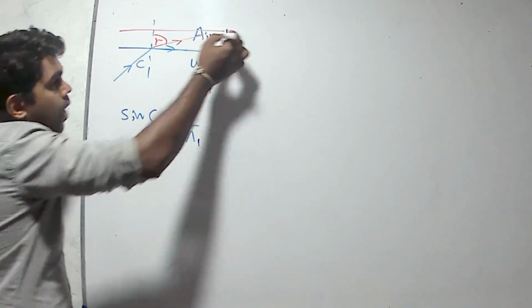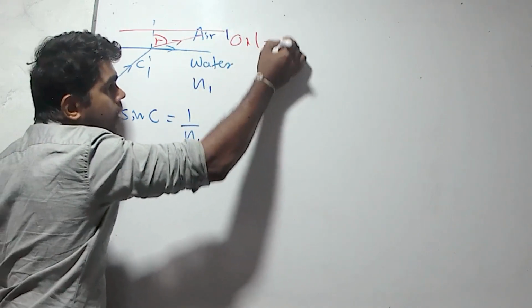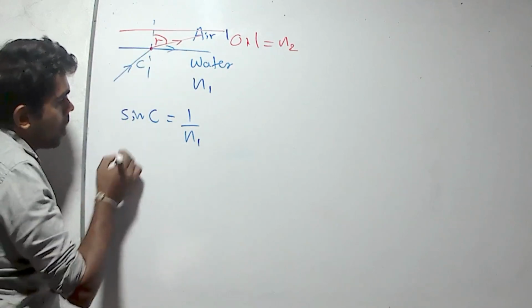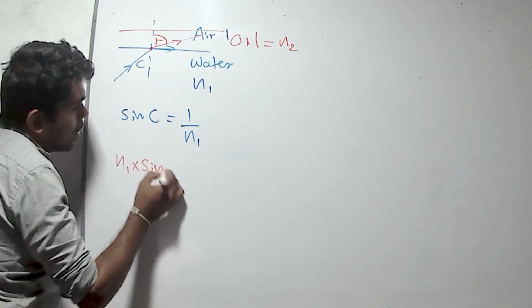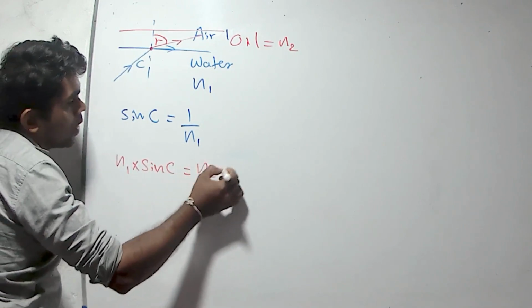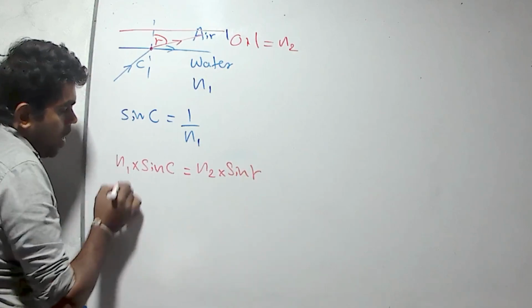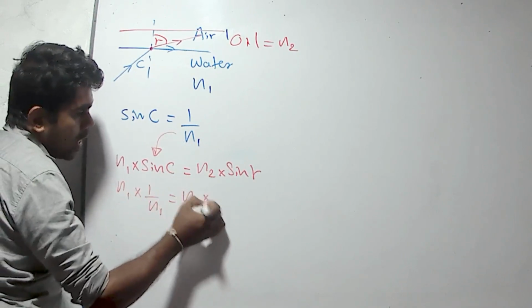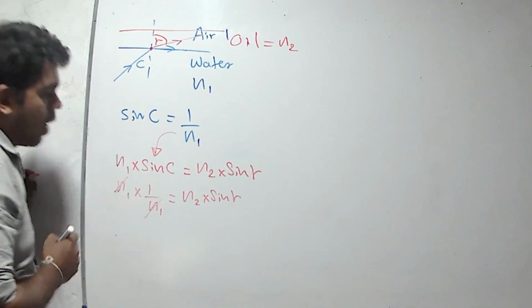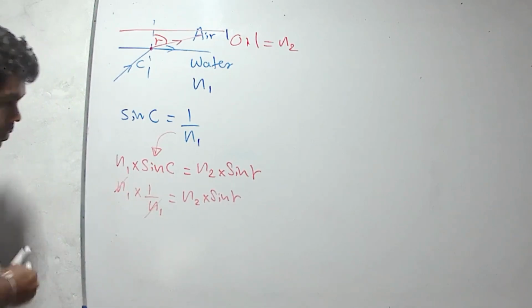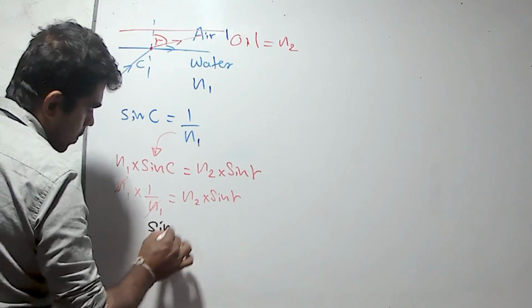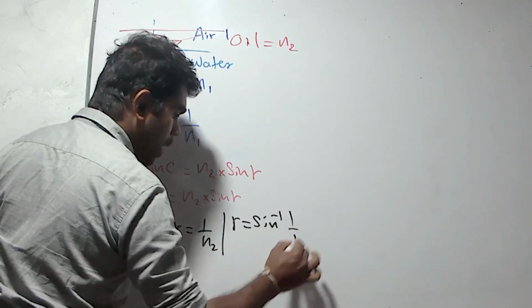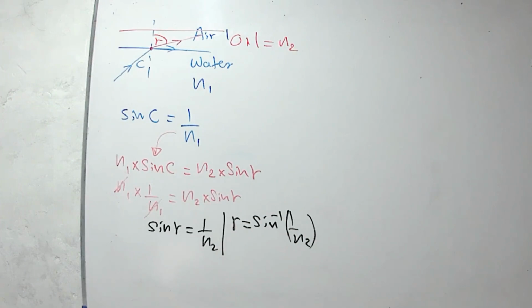Then I will take the refractive index of the oil medium as N2, and use Snell's law at this point. N1 sin C equals N2 sin R. We can substitute the sin C value as 1 over N1, so N1 times 1 over N1 equals N2 sin R. We can cancel out N1. Then sin R equals 1 over N2. R equals sin inverse of 1 over N2. Then the answer is 1.